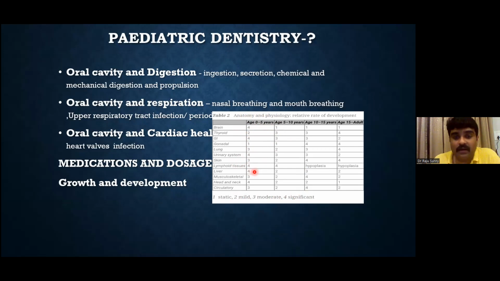The maximum growth of the lymphoid tissue takes place there. Liver again, then the head and neck growth region. So the growth from 0 to 5 years is maximum in the brain, gastrointestinal system, urinary system, all that. Then from 5 to 10 years, hardly any growth in the lymphoid tissue. From 10 to 15 years, only gonadal growth and skin growth will be there. Then musculoskeletal growth, that is again during the mixed dentition period.